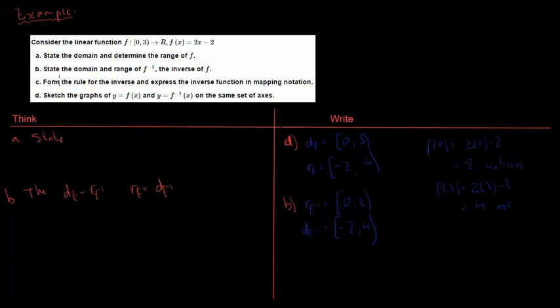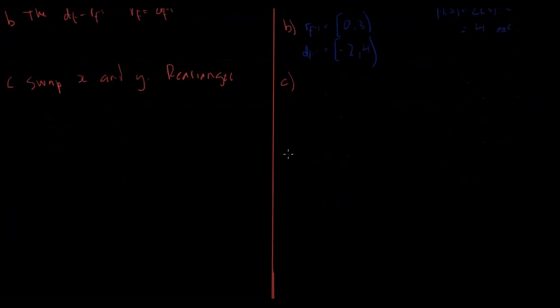Moving on, form the rule of the inverse and express the inverse function in mapping notation. Alright, let's take a look at this. What we're going to do is swap x and y and rearrange. To make sure we communicate this clearly, let f(x) equal y. The original function f(x), which is equal to 2x take away 2, so for the sake of this, we need to have y is equal to 2x take away 2.